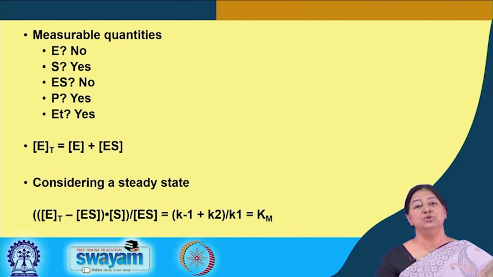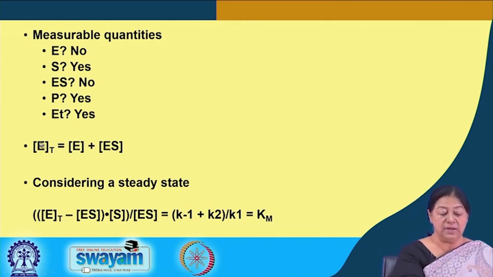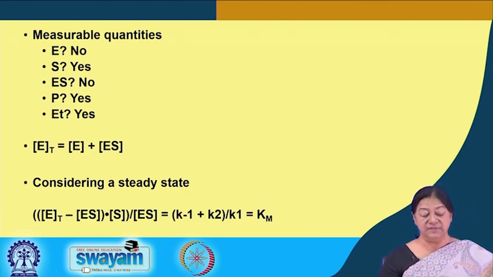Part of this enzyme is going to be in the free form, part of it is going to be in the enzyme substrate complex form. So, the total enzyme concentration is going to be the free enzyme plus the enzyme that has gone into forming the ES complex. So, the total enzyme is equal to the free enzyme plus the ES complex. If we have a measure to understand how much free enzyme is present or how much ES complex is formed, then if we know any one of these, we know the other one, because we know the total amount of enzyme that we started off with.